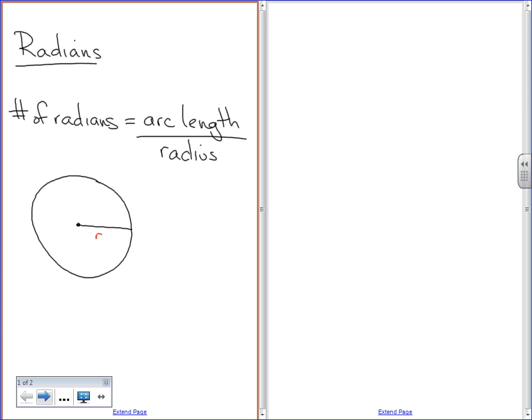360. Okay, so we know there's 360 degrees in a circle. What I want to do is figure out the number of radians in a circle. So I'm going to do the exact same thing. I'm going to start here. I'm going to go all the way around the circle.